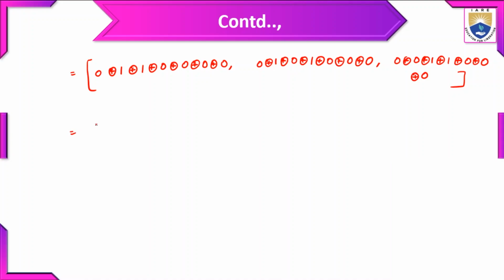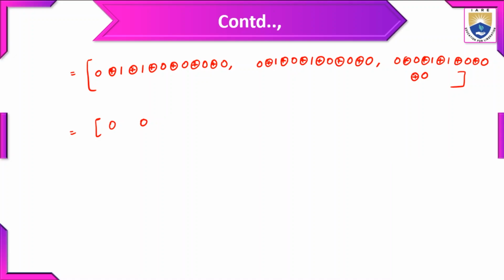Okay. So here you can see. 0 XOR 1, 1. 1 into 1, 1. So 1 XOR 1, 0. Again 0 XOR 0, 0. 0 XOR 0. So all are going to 0. This is the first column. And the second column: 0 into 1, 0 XOR 1, 1. 1 XOR 0, 1. Again 1 XOR 1, 0. So 0 XOR 0, 0. 0 XOR 0, 0.